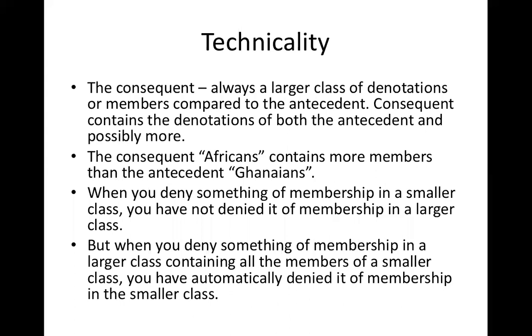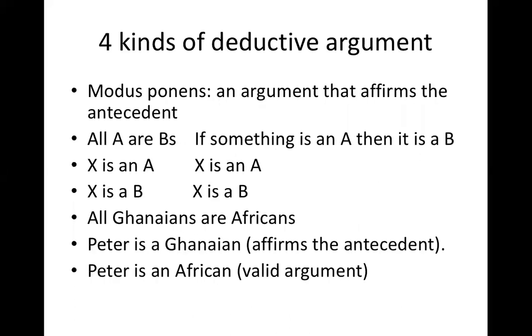So when you deny something of membership in a smaller class, you have not denied it of membership in a larger class. But when you deny something of membership in a larger class containing all the members of a smaller class, you have automatically denied it of membership in the smaller class. Let's see how it works.